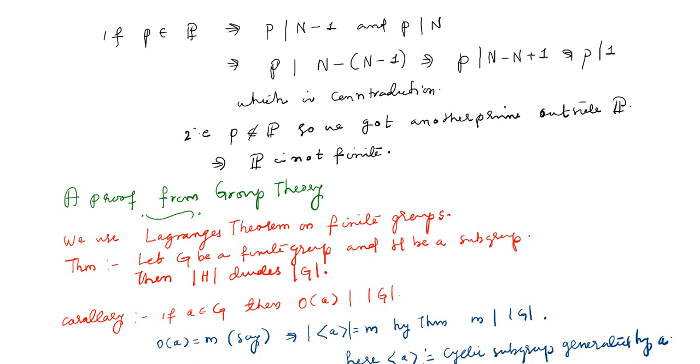So the number of elements should divide the order of G using Lagrange's theorem. That means m should divide the cardinality of G, that means the order of a should divide the cardinality of G. So just a corollary, and this is what we are going to use: if a is an element of G, then the order of a divides the cardinality of G.